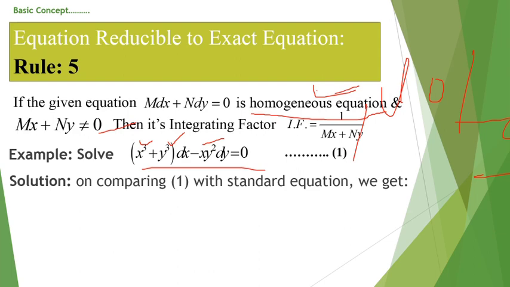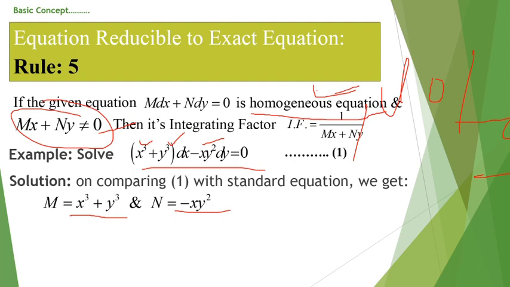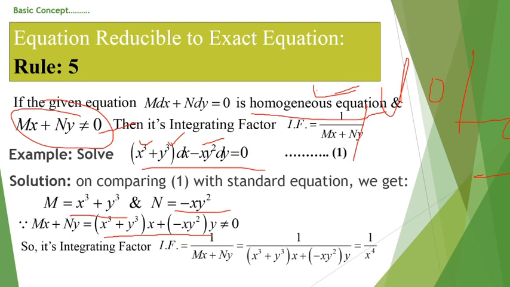So we can compare 1 with the standard equation, and after comparing we get the values of M and N. Now check whether it fulfills the second condition, Mx plus Ny is not equal to 0. To check it, we put the values: x cube plus y cube into x, plus minus xy square into y, which is not equal to 0. So its integrating factor is 1 upon Mx plus Ny, which on simplifying is 1 upon x raised to power 4.